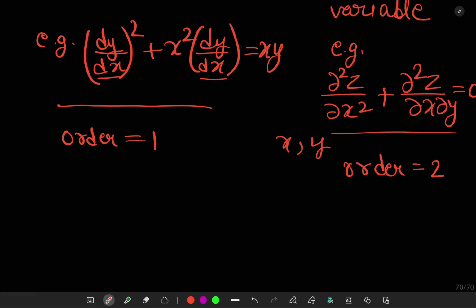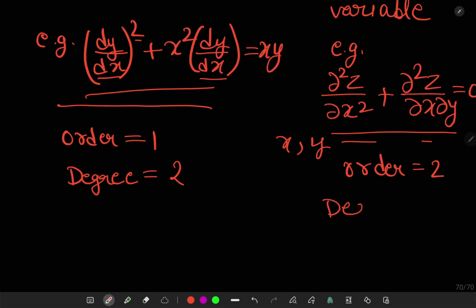The degree of a differential equation is the highest power of the highest order derivative. Here in this equation, the highest derivative is dy over dx and its highest power is 2. So we can write here the degree of the differential equation is 2. And similarly for this type of equation, the degree is equal to 1.